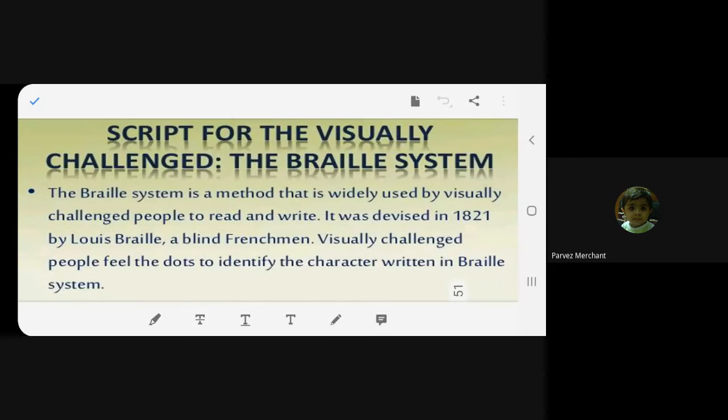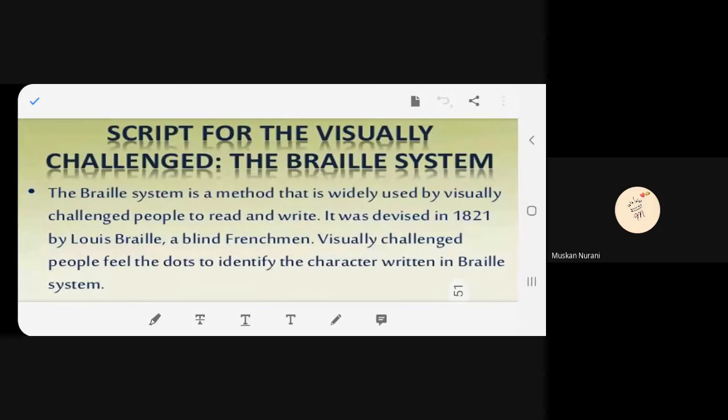Fine. What is this Braille system? This is meant for visually challenged people. We never call people blind, remember that. Instead, which words are we using? Visually challenged people. You understand now? Yes, ma'am. So we will not call them blind, but we will call them visually challenged people. Now, how do they read and write?